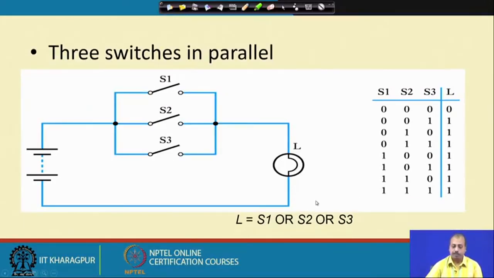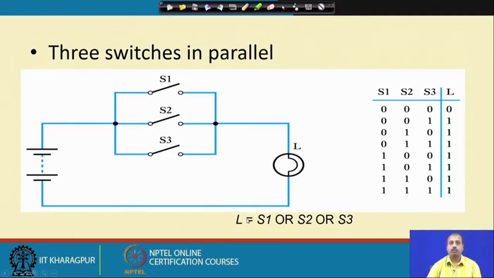Similarly, we can have the OR operation. The switches may be connected in parallel, S1, S2, S3 connected in parallel. Whenever any of these switches is closed, the lamp is turned on, and when all the switches are open, the lamp is off. So L is equal to 0 only when S1, S2, S3 all of them are equal to 0. Otherwise, whenever any of them is equal to 1, the L value is equal to 1. So we can say that the lamp L is equal to S1 or S2 or S3. It is the OR of three variables. All three variables S1, S2, S3 are ORed to get the value of L.